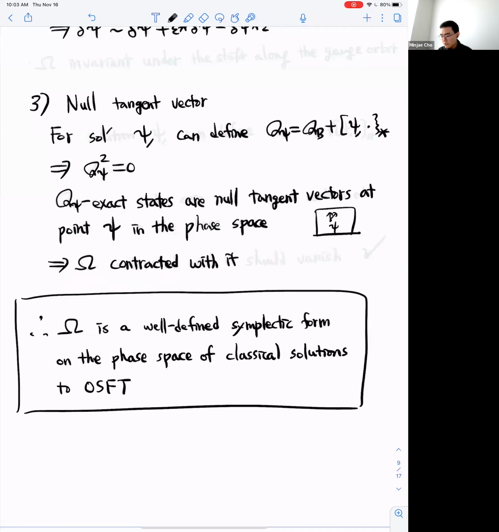Against a null tangent vector, it should vanish. And you can check that, okay, I'm not showing you the full detail. The full detail can be found in our paper, but actually the argument is not much different from the argument that I showed before for the case of the independence of Cauchy slice and so on. You can actually show that indeed this symplectic form contracted against a null tangent vector gives you 0.